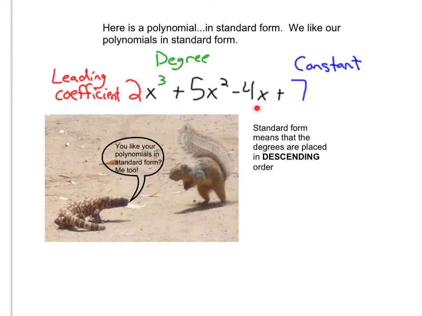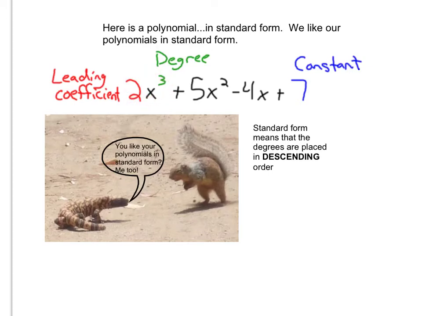Okay, this is a polynomial right here. So you've got multiple terms that are added together. That's what polynomial means. And the leading coefficient of a polynomial is the very first coefficient. Remember, a coefficient is the first number in a term. So 2 is the coefficient for 2x cubed. 5 is the coefficient for 5x squared. But the leading coefficient is the coefficient of the highest degree.